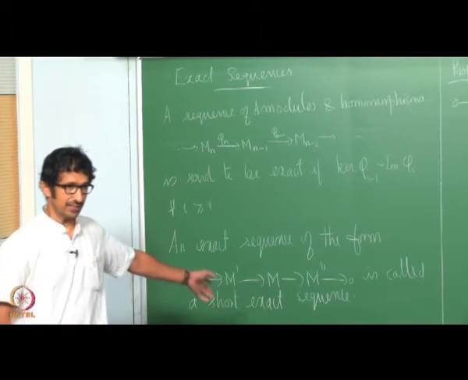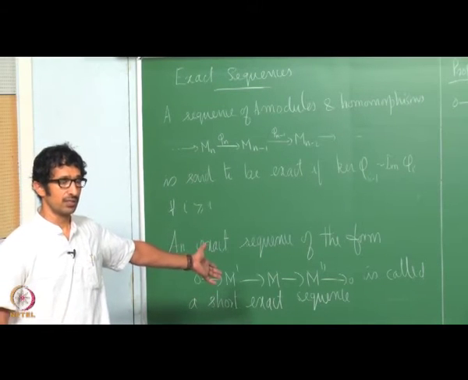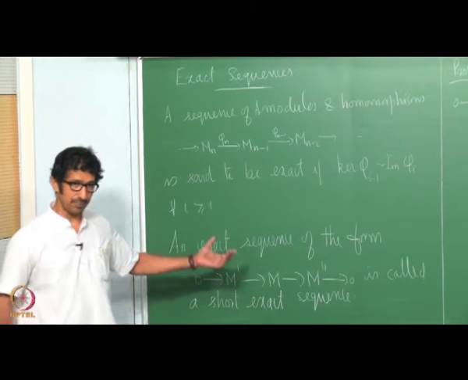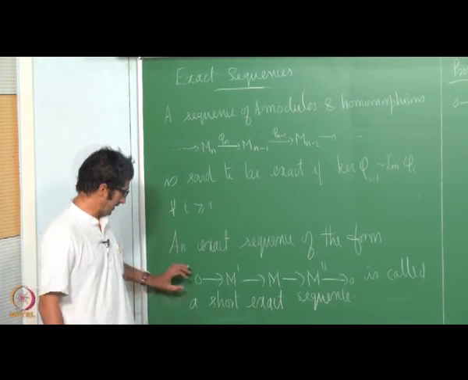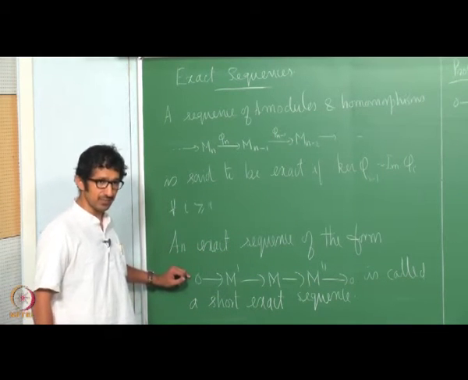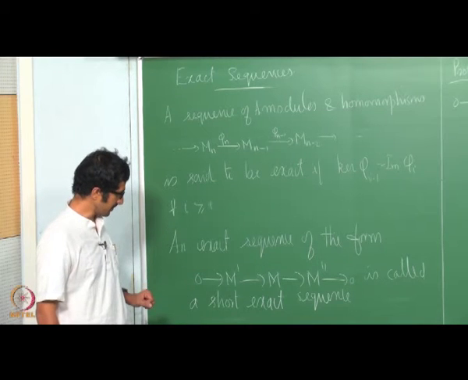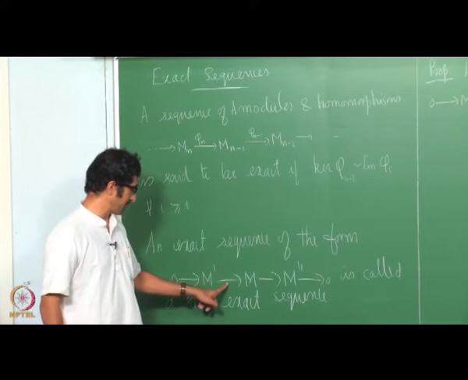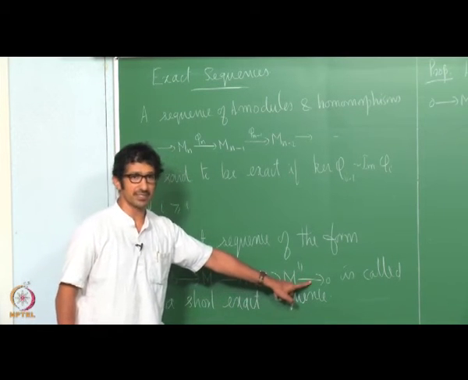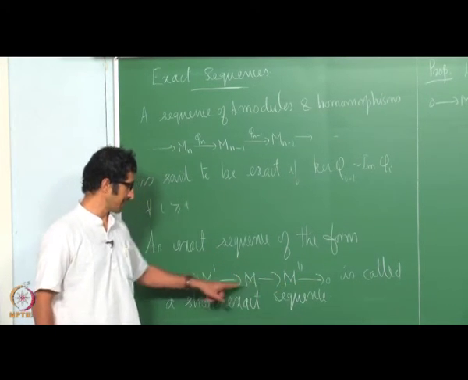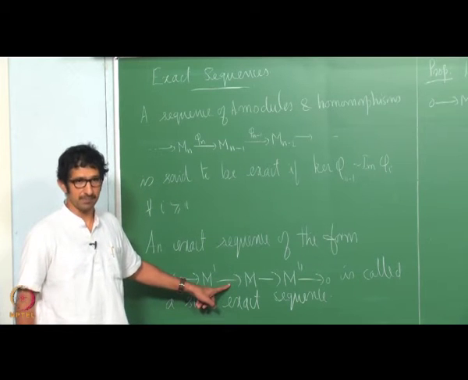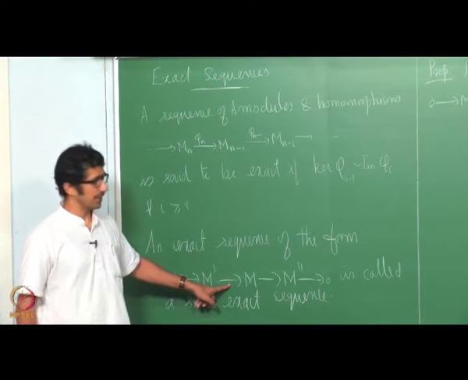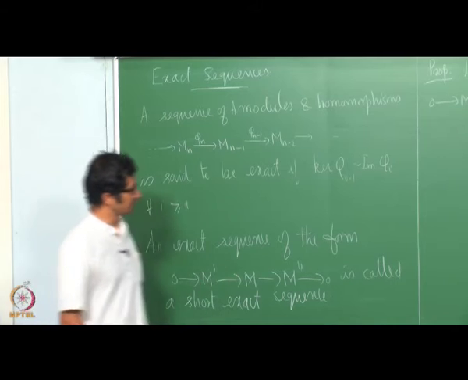So, this is exactly what we saw last time, examples. In fact, the examples were of short exact sequences. So, if you have a short exact sequence, this map will be injective, this map will be surjective, and kernel of this map is equal to image of this map. That is precisely what is a short exact sequence.